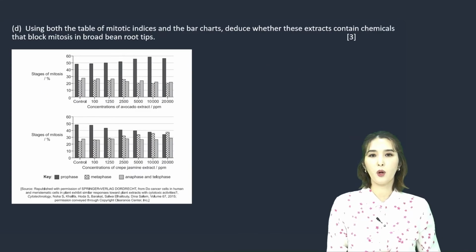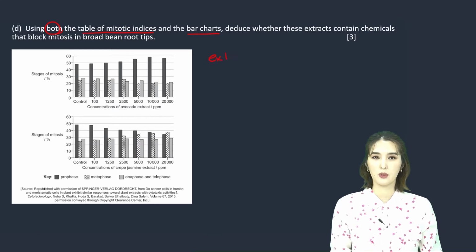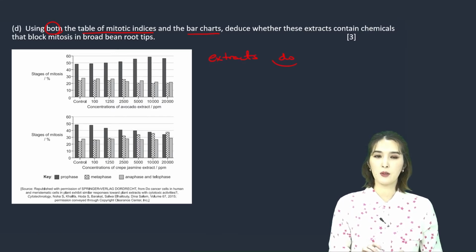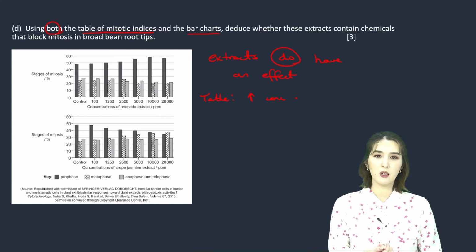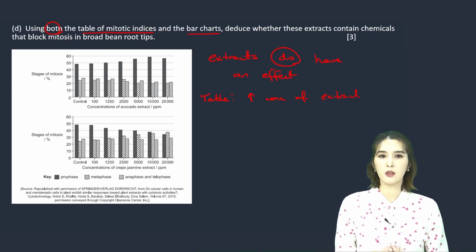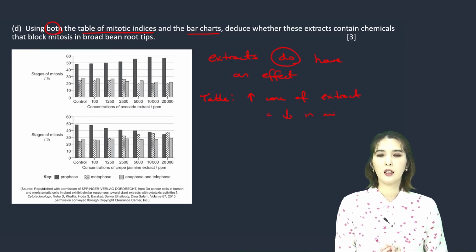Now for D, they want us to use both the table that we saw previously and the bar charts, and they want us to deduce whether the extracts actually contain chemicals that block mitosis in the given broad bean root tips. Now, the extracts, as we saw in the given data, do have an effect on mitosis, right? When we look at the table data, we did see that the increase in concentrations of both plant extracts resulted in a decrease in the mitotic indices.